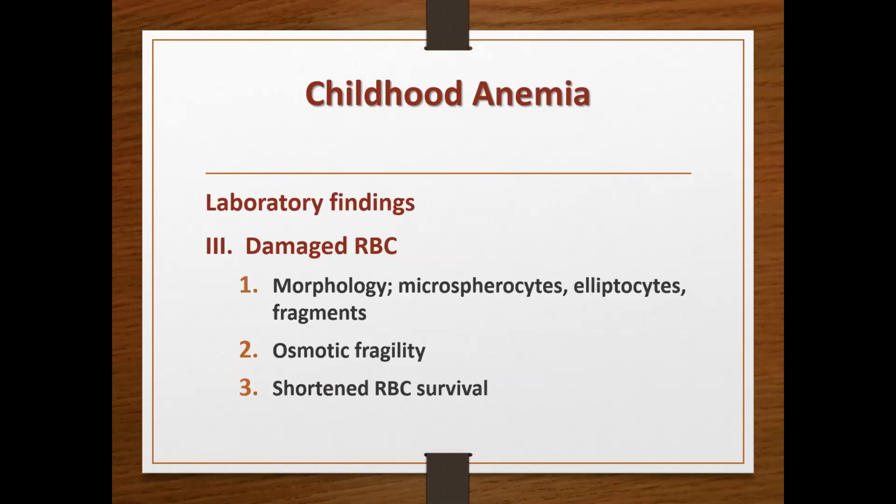Other lab findings: due to damaged RBC morphology, there will be microspherocytes, elliptocytes, and fragmented RBC. Osmotic fragility is increased in cases of hereditary spherocytosis, as well as shortened RBC survival.